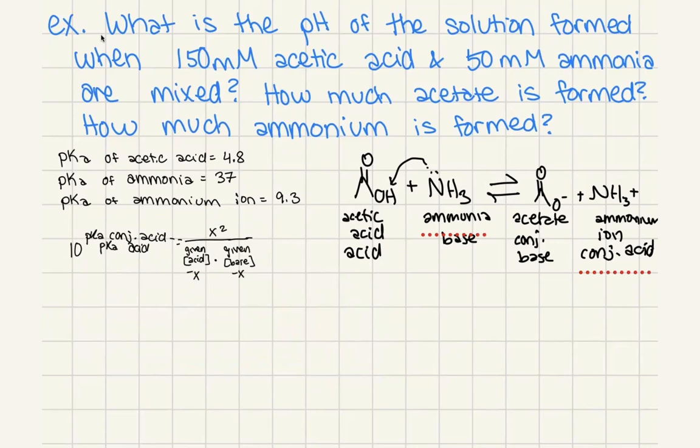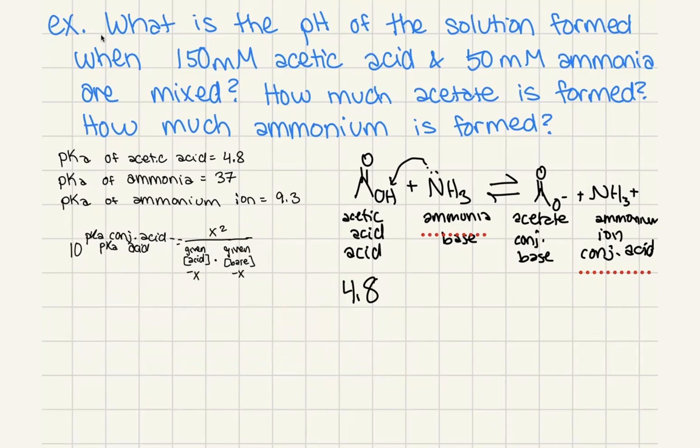Okay, so the pKa of the acid. We're going to want the pKa of the acetic acid, which we had before and we have again, which is going to be 4.8. Now, we're given two other pKa's. We're given the pKa of ammonia, and we're given the pKa of ammonium ion.